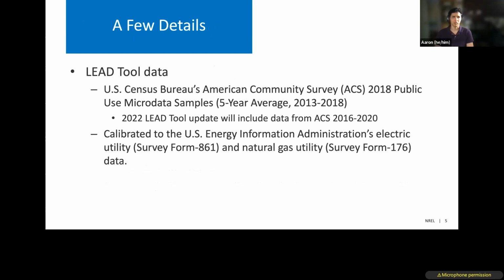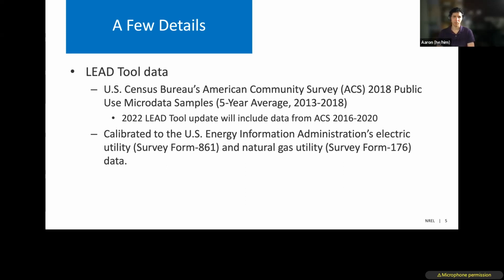So our data comes primarily from the U.S. Census Bureau's American Community Survey, and they do a 5-year average. So the current tool uses 2013 and 2018 data, and I'll get into this a little bit more at the end, but they recently released the 2016 to 2020 data. It takes a long time for them to actually gather all this data and then put it into a meaningful format that the rest of us can use. So the next update will include up to 2020 data.